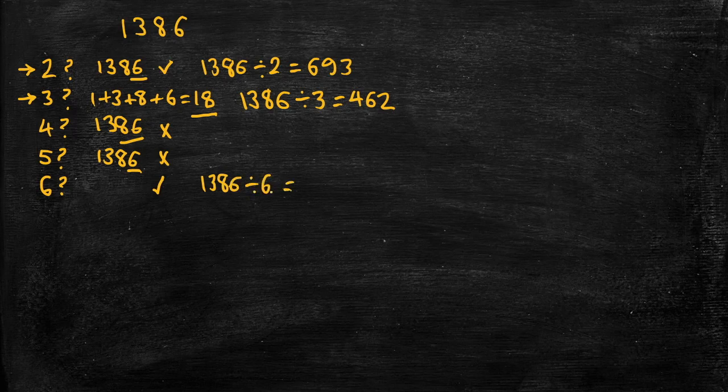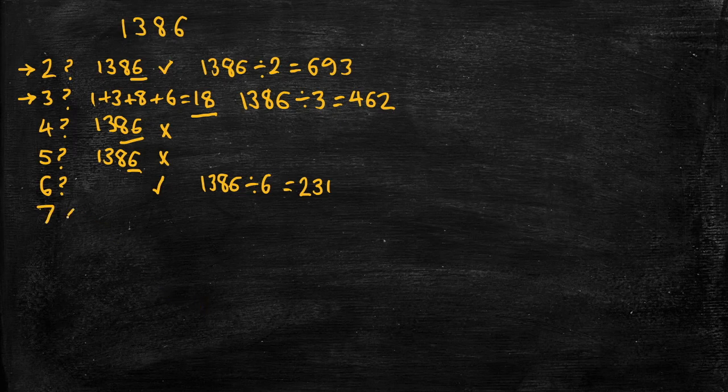So 1386 divided by 6 comes to 231. And that's a whole number, and so we've checked that the number is divisible by 6.